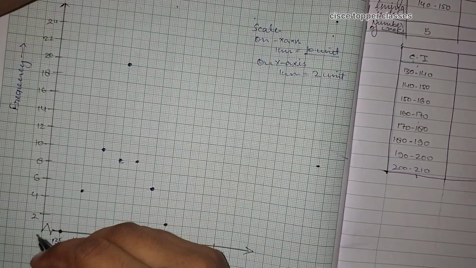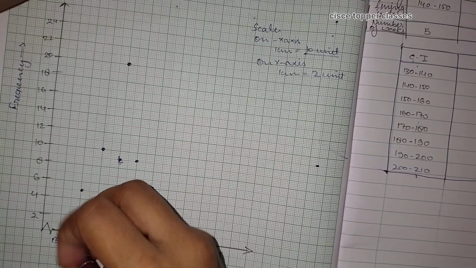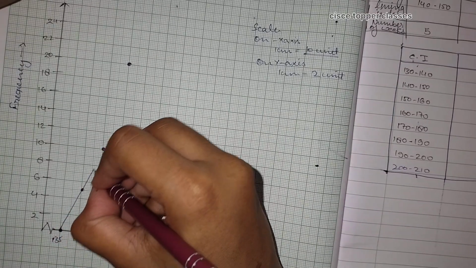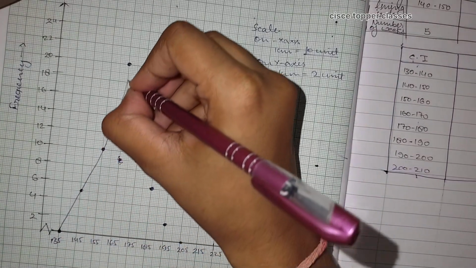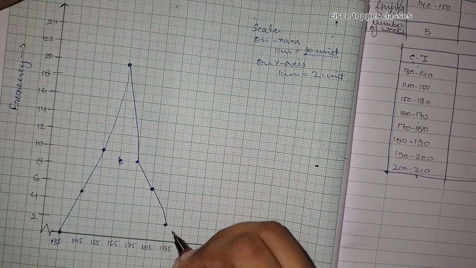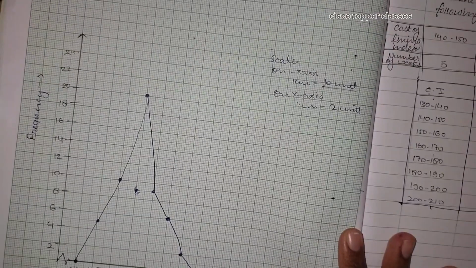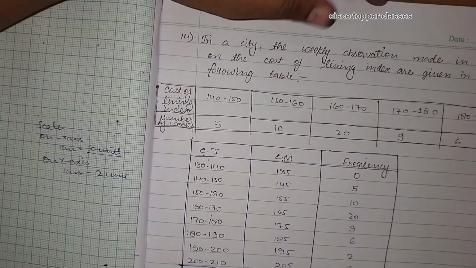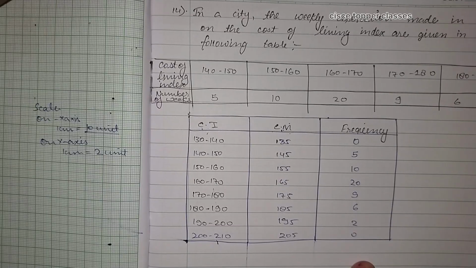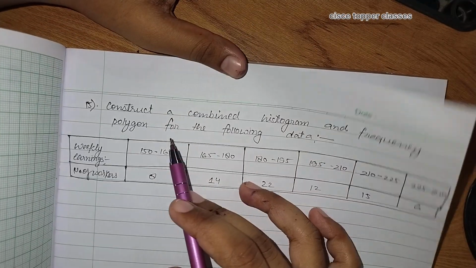Now we can join these points. This we have to ignore, so ignore this point here. This is wrongly drawn. Now we will join by freehand only, so that it will be easy for us. Like this we have to draw these points. So this is the frequency polygon, and this is the solution of question number 14. From this method only we can find the points on the coordinate system. Now let us solve question number 15.